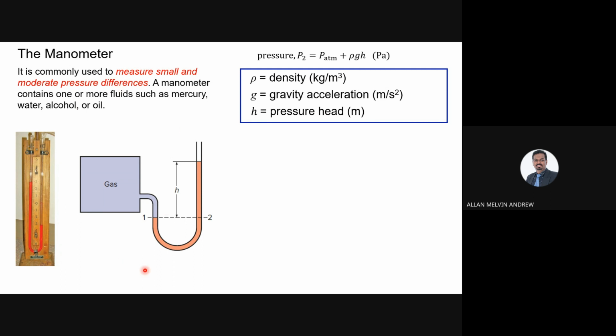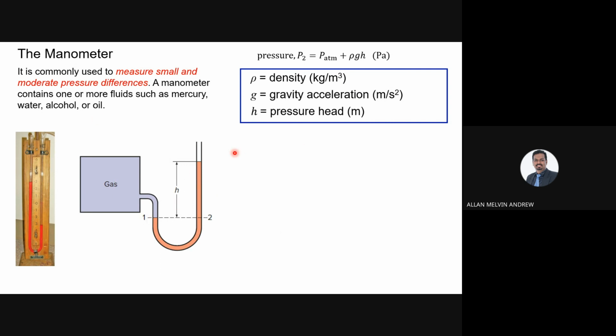So this is the basic setup. Usually it will have one or more fluids. Here we have one which is a gas and one more which is another liquid. So you can have a few liquids joined together in order to measure.